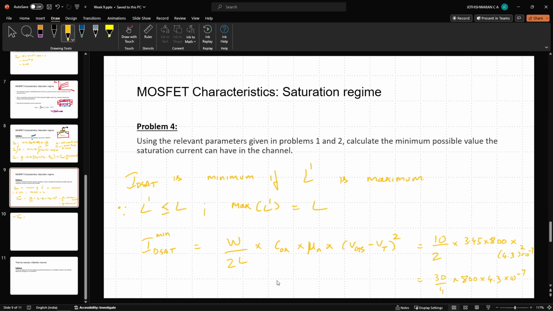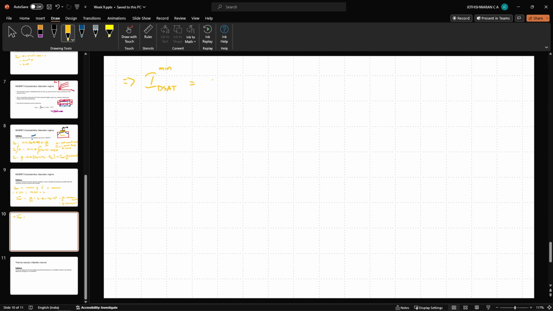So the product of all of this will come out to be 25,800. So this is 25800 into 10 to the power minus 7 ampere, which will come out to be 2.58 into 10 to the power minus 3 ampere, which is equal to 2.58 milliampere. So this is the lowest possible value. Any realistic saturation current in the device is going to be larger than this. So this is the lowest possible value the saturation current can have at the given gate voltage.